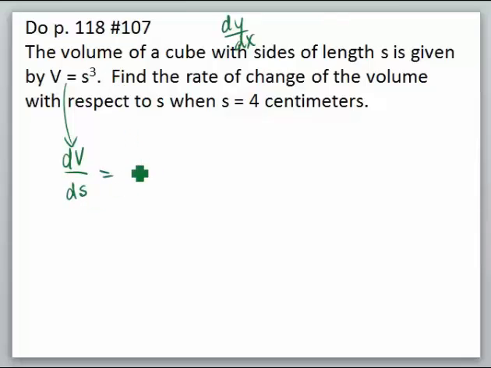So you bring the 3 out front, rewrite it, lower the exponent by 1. There's the derivative with respect to s. And then it says when s is 4. So all we have to do is plug in 4 and solve. We get 48.